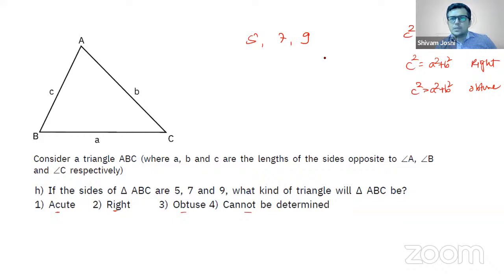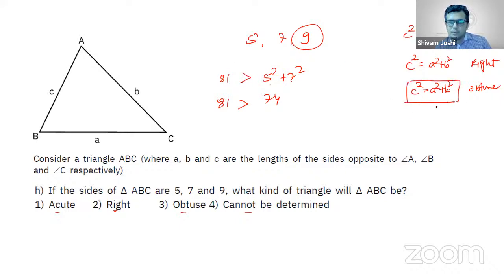C is the longest side. So C is 9 in this case. Let's square 9, which is 81. Compare that with the sum of squares of 5 and 7. So 5 square plus 7 square, right? This is 81. How much is 5 square plus 7 square? 49 plus 25, which is 74. So obviously 81 is greater. And therefore, this is the case we are having here for this question. If this is the case, then the type of triangle has to be obtuse.